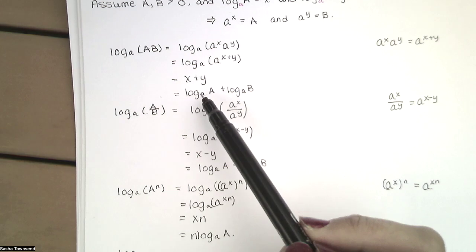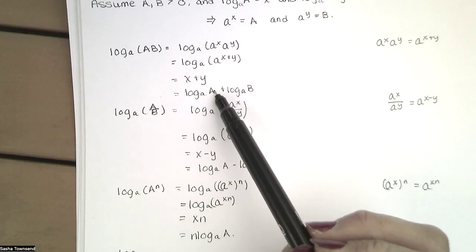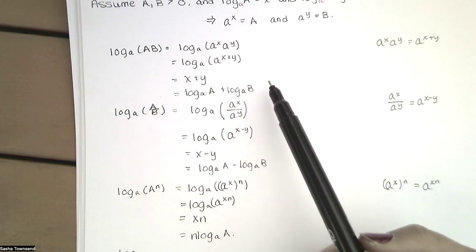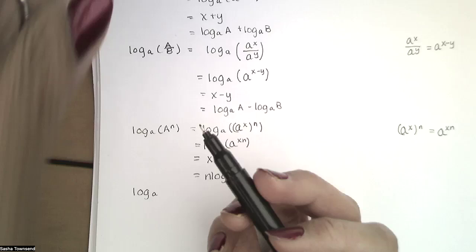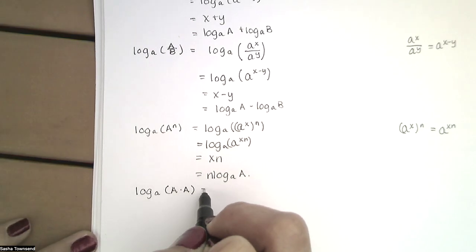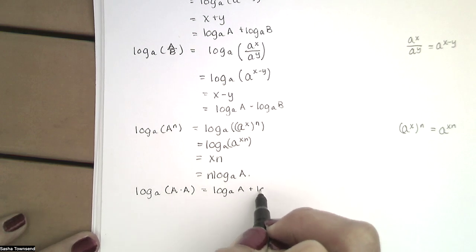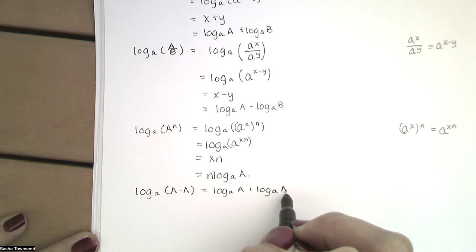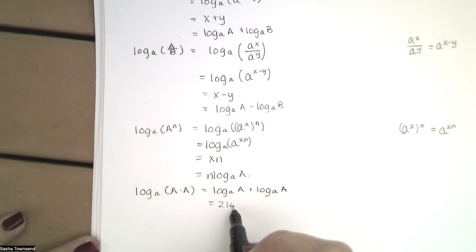Or you could just think of that as log base a of A plus another log base a of A. So how many of them do you have? You have 2 of them. So that's another option. So just using that first property repeatedly, the log of a product is the log of the first factor plus the log of the second. So I've got 2 of those there.